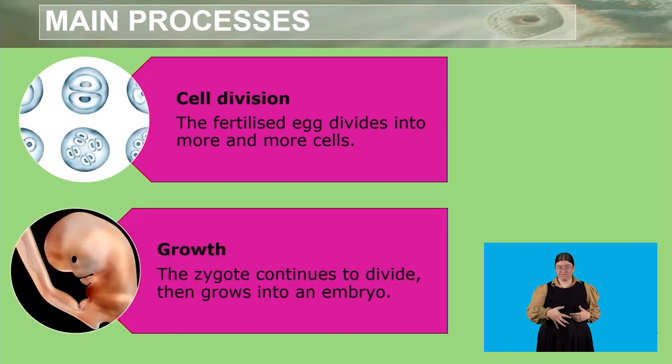Okay, now growth happens. The zygote continues to divide, then grows into an embryo. So a fertilized egg that is developing is known as an embryo in the first 2 to 3 weeks. And then later, it is known as a fetus.